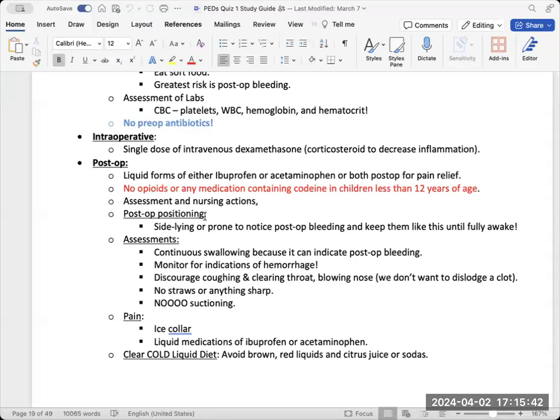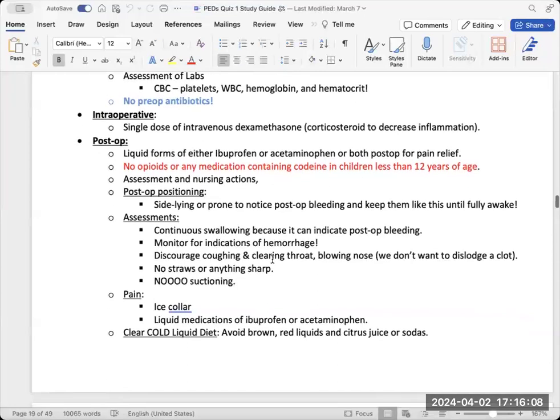For post-op, we need to look at quite a few different things. One, like I said, they're going to have difficulty swallowing. They just had a procedure on their throat. So we want to give them liquid forms of either ibuprofen or acetaminophen, things like that. We do not give any opioids for pain management that contain codeine in children less than 12 years of age. Okay, we will not do that.